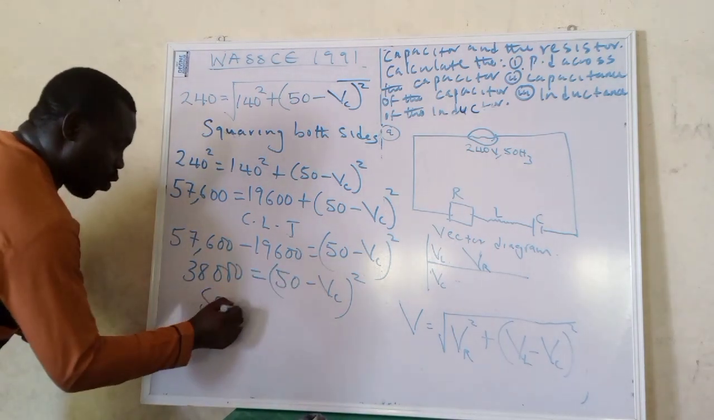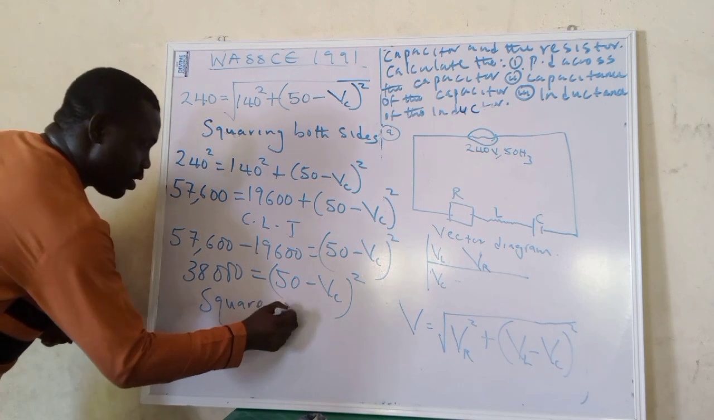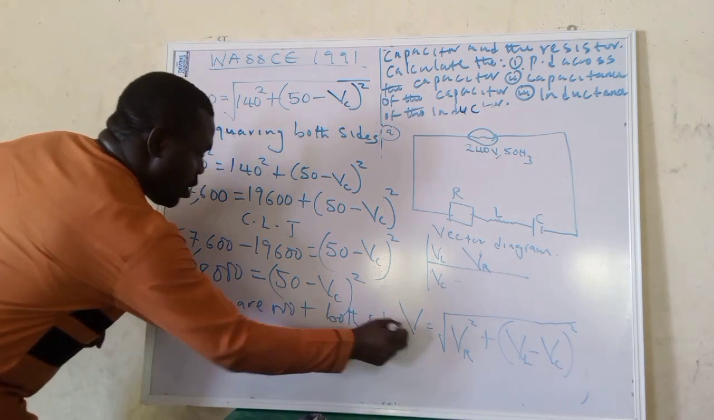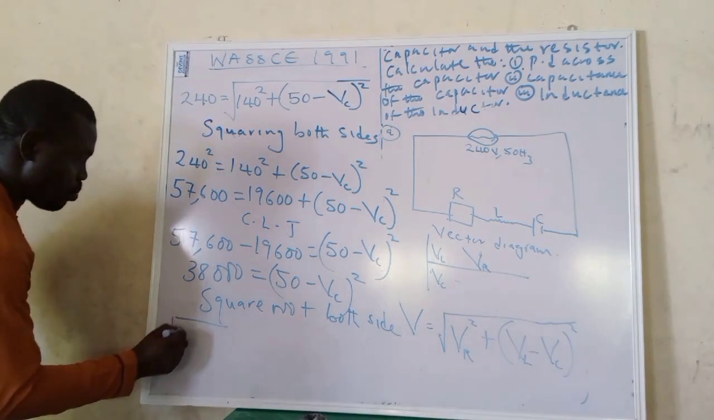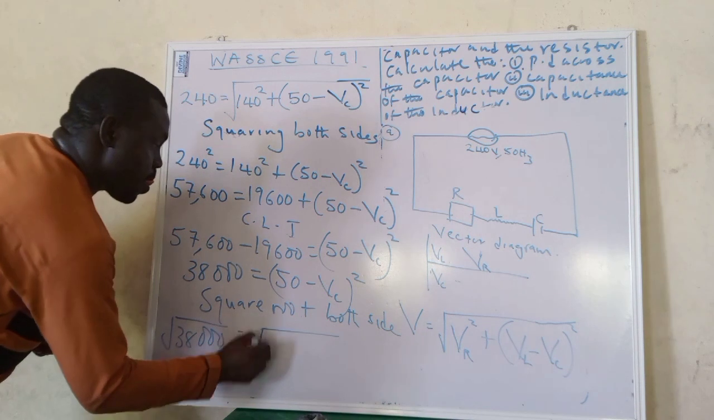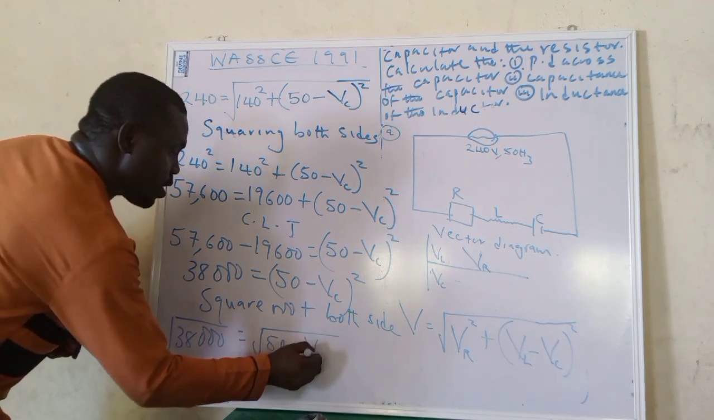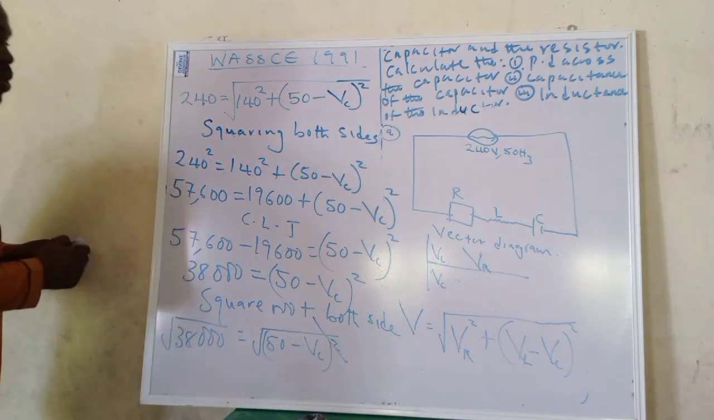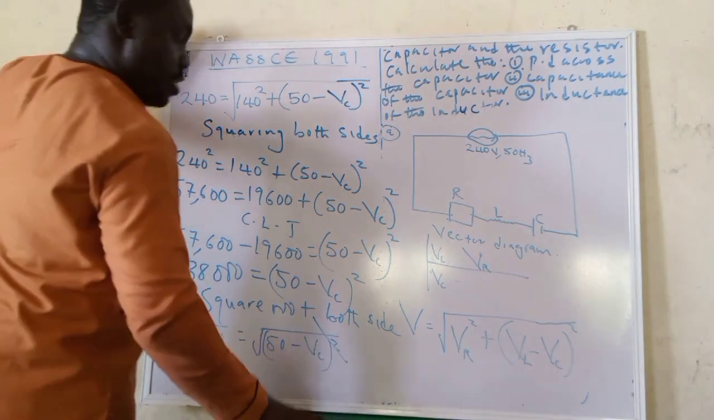38 what? Okay, just 38,000. Thank you. And so we have 50 VC square. What do we do from here? Oh, you still remember? You square root. Thank you. Whenever you want to remove square, square root both sides, you are doing it to both sides, no? Okay, so you square root both sides. It will cancel.